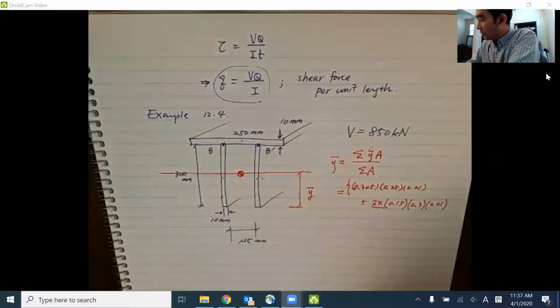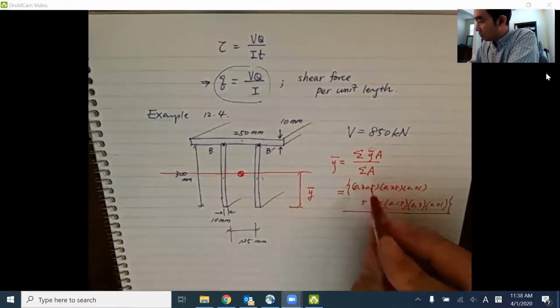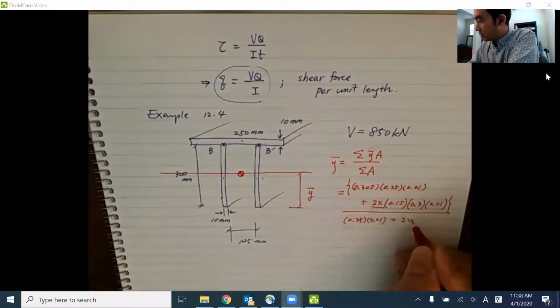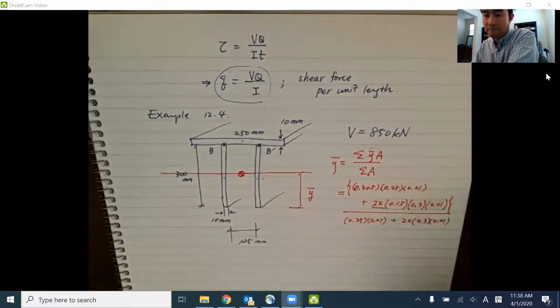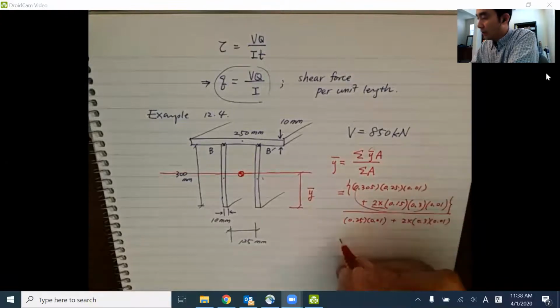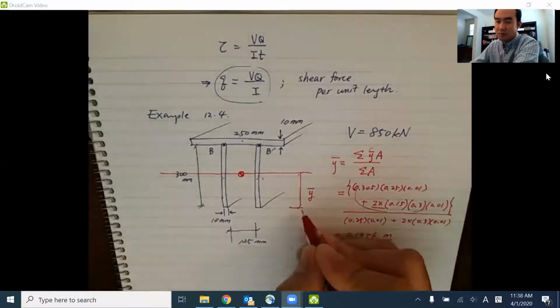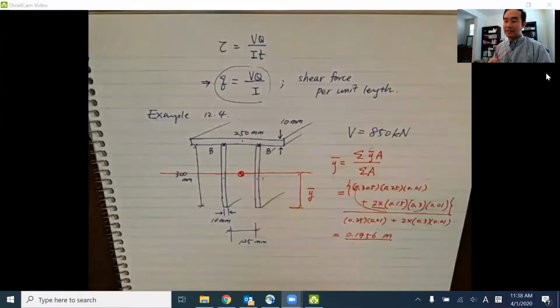Okay, so this is all in the numerator, divided by the sum of the areas, which is 0.25 times 0.01 plus twice 0.3 times 0.01. So this is the numerator, this is the denominator. When you calculate it, I got 0.1956. Everything is in meters. So that is the distance from the bottom of the section to the location of the centroid of the entire section. So this is the first step.